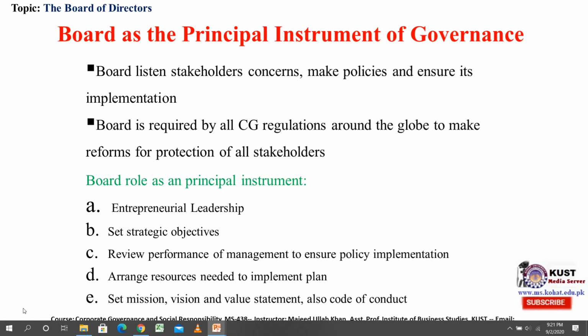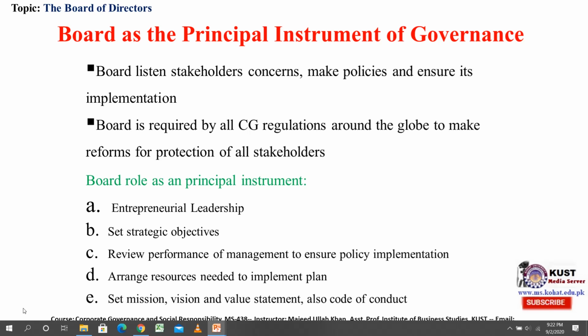So what is the role of the board? The board should play entrepreneurial leadership. Entrepreneurial leadership means that it will have to take a risk in order to get a reward. It should search for new business opportunities. The board should give a long-term path to the business, to the company. The board should set objectives. Strategic objectives mean long-term objectives, not short-term.